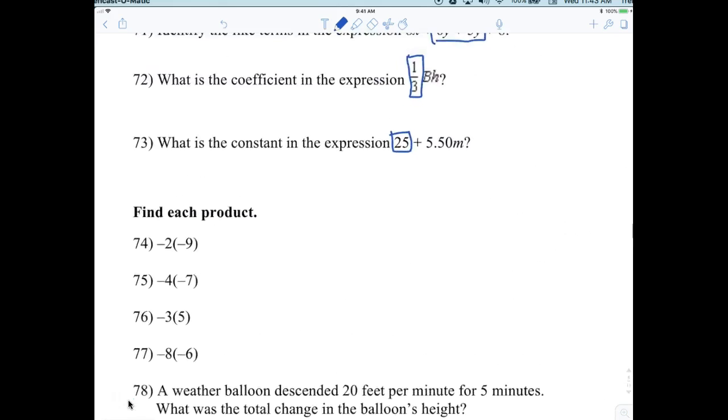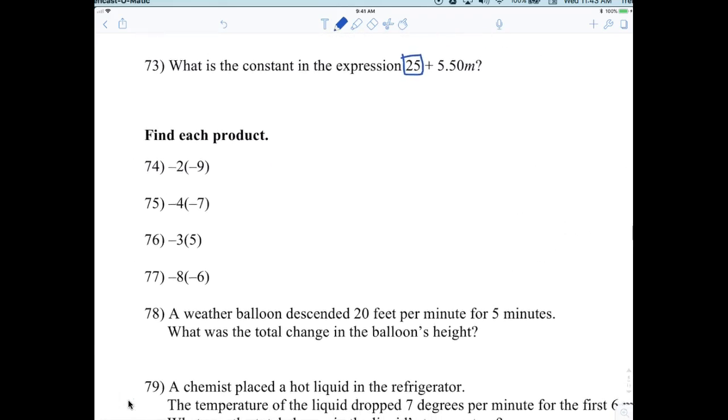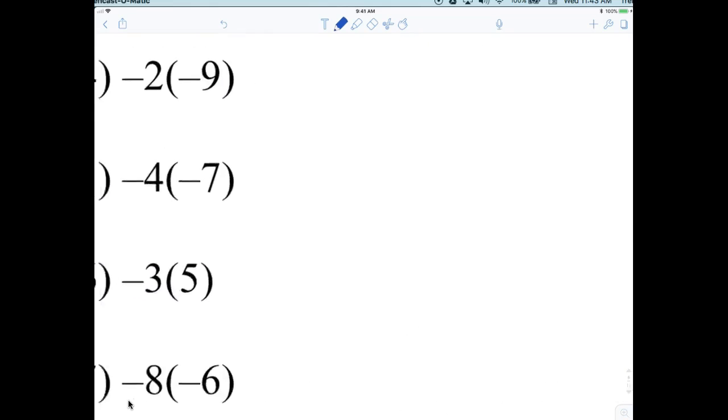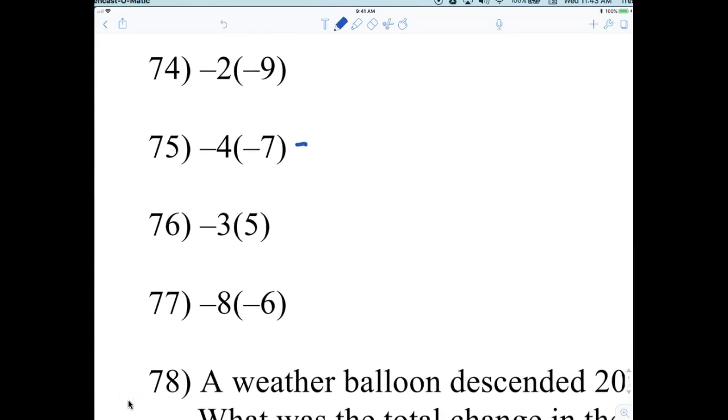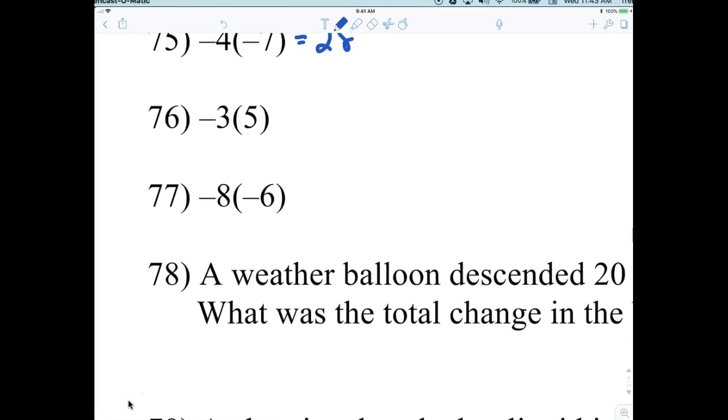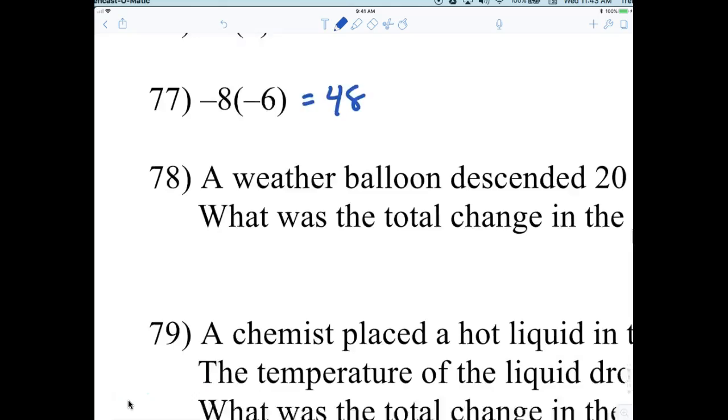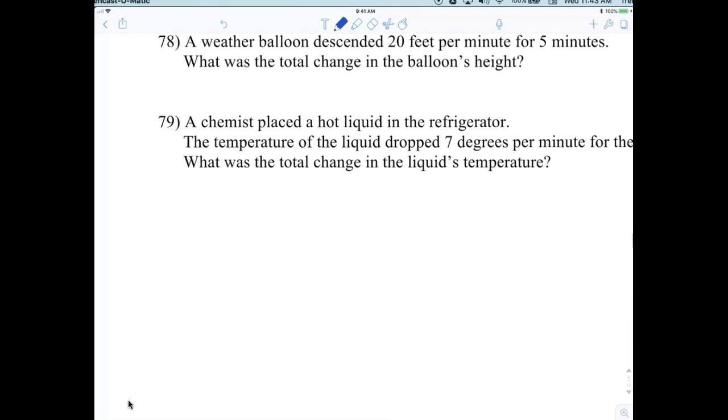Sorry, let me go back now. All right, so 75, we'll just do that. What's negative 4 times negative 7? 28. Again, it's positive. All right, now 77, negative 6 times negative 8? 48. All right, now let's see if we can do this word problem.